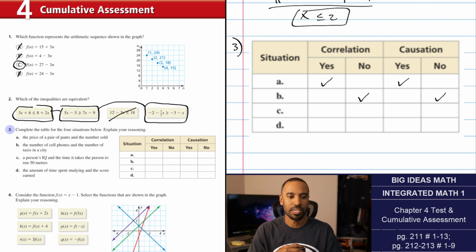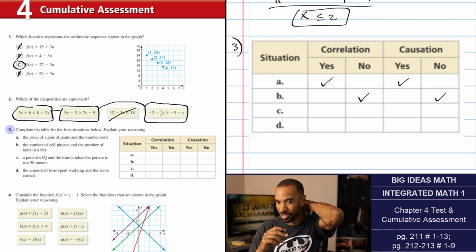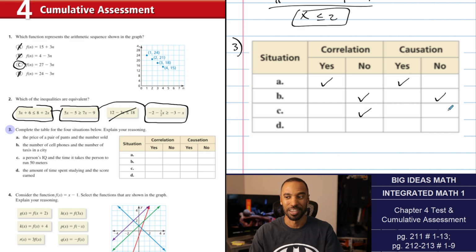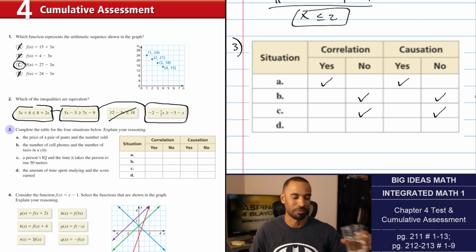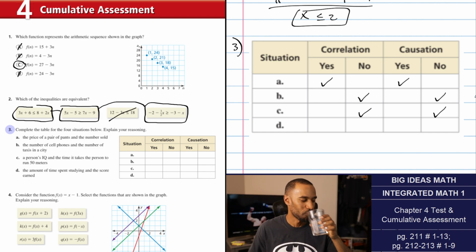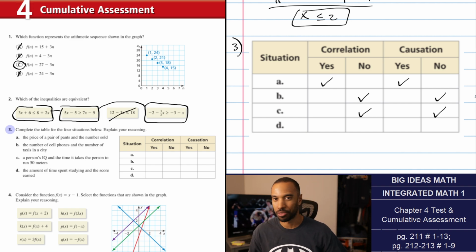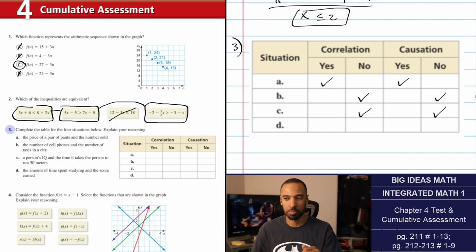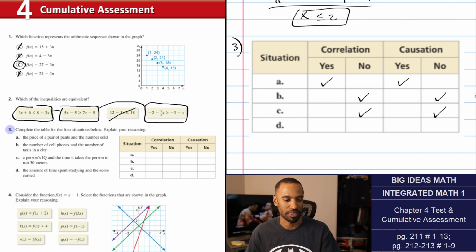A person's IQ and the time it takes a person to run 50 meters. No. I wouldn't call that related whatsoever in any sort of way. Absolutely not. I don't think I need to explain that one, guys. This says explain your reasoning, but I'm going to go without an explanation on that one.